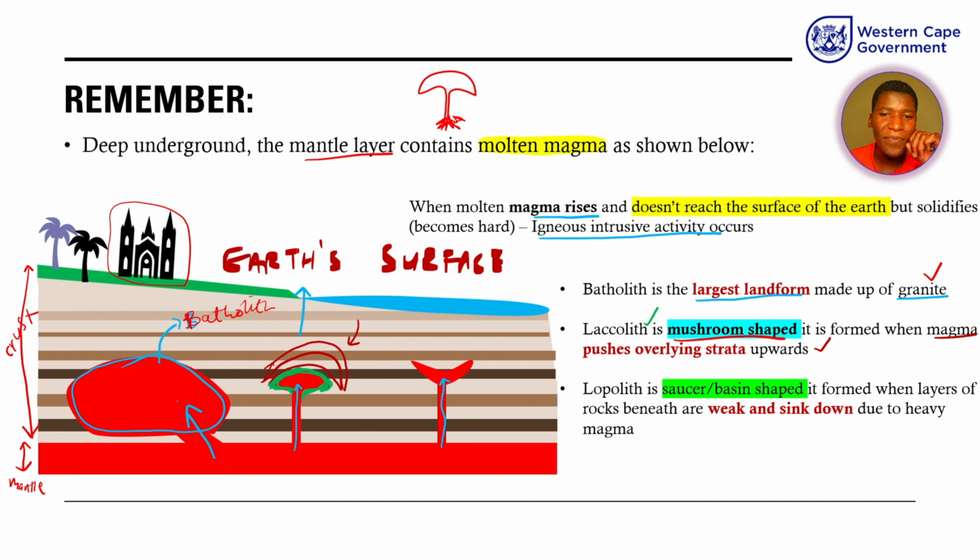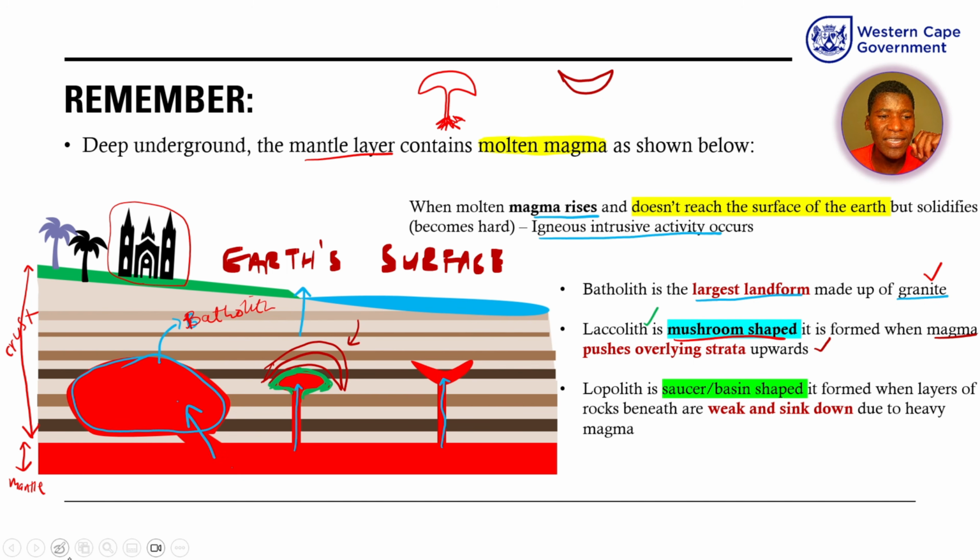So basically, a lopolith has a shape that looks like a saucer. Look at this, this is what a saucer looks like. It's a saucer, or a basin, the kind you carry food with, like a plate. Grade 10s, you get me? Yes. So this is a lopolith.